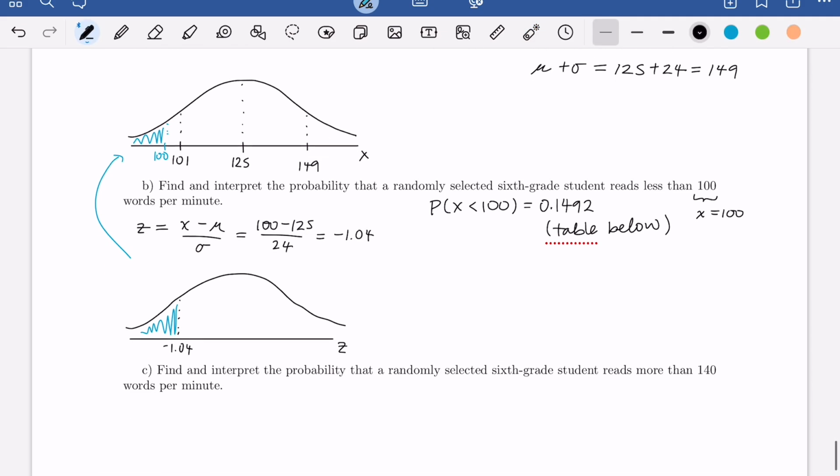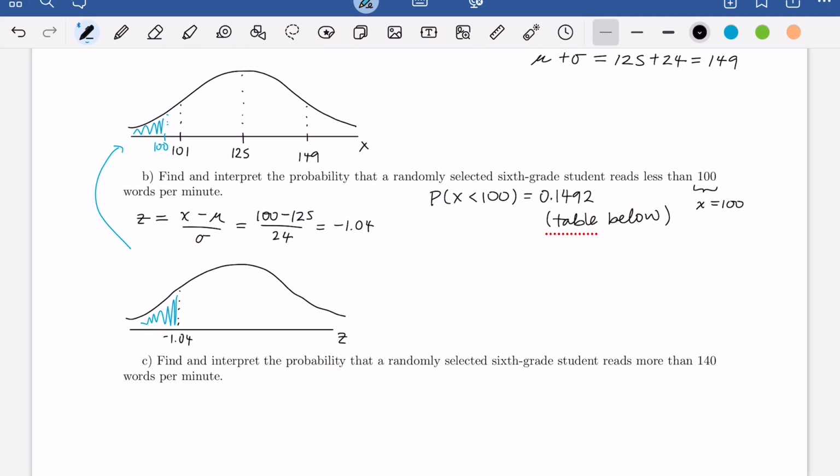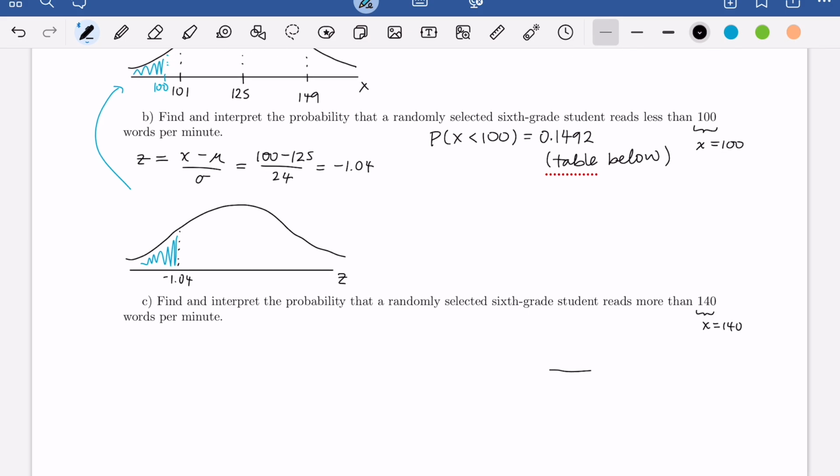All right, let's give another example, part C of this problem. So we want to find and interpret the probability that a randomly selected sixth grade student reads more than 140 words per minute. So again, our lowercase x here is going to be 140, and we want to transform this into a z-score. But before we do that, let's visualize what's happening with our normal model here.